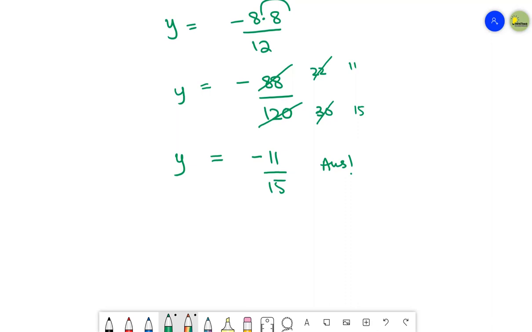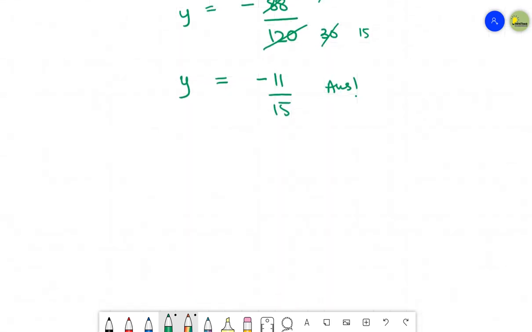Or you can simply cancel it. Yes, you can cancel it like this. So 4 22s are 88 and 4 30s are 120. Then 22 and 30 can be cancelled by the table of 2. 2 11s are 22 and 2 15s are 30. So the answer will be minus 11 upon 15.